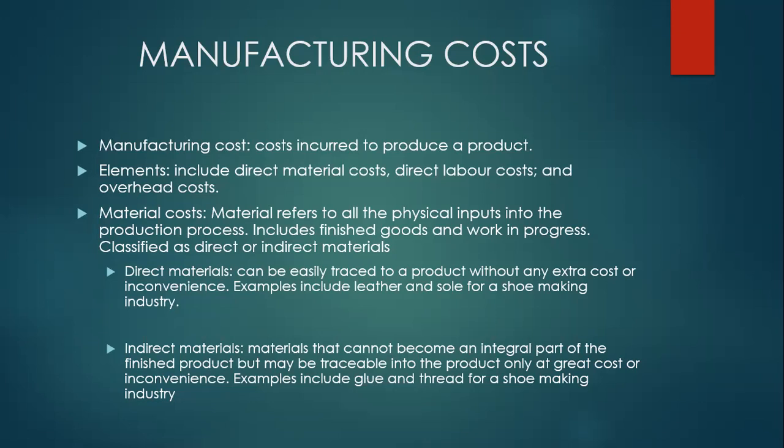Overhead costs. Material costs. Materials refer to all the physical inputs into the production process. So all the physical inputs, as we talked about, the water in the case of the bottled water, the plastic itself, these are what? Materials. Material cost also includes finished goods. So when you are successfully able to finish producing the water, the cost of the material becomes what?